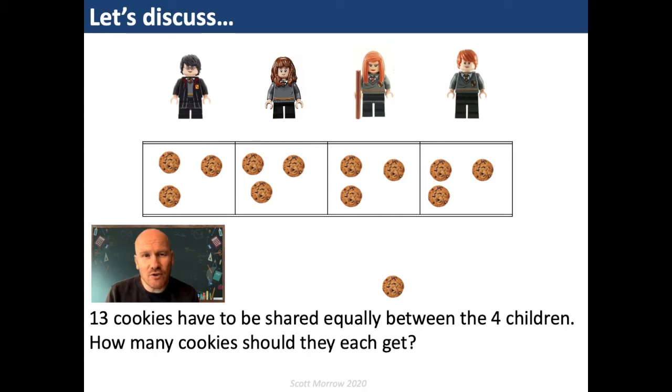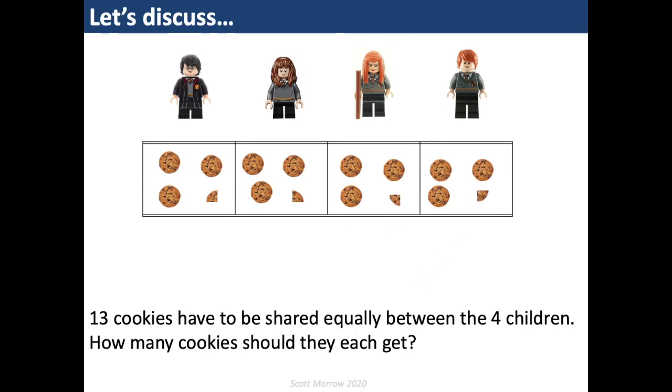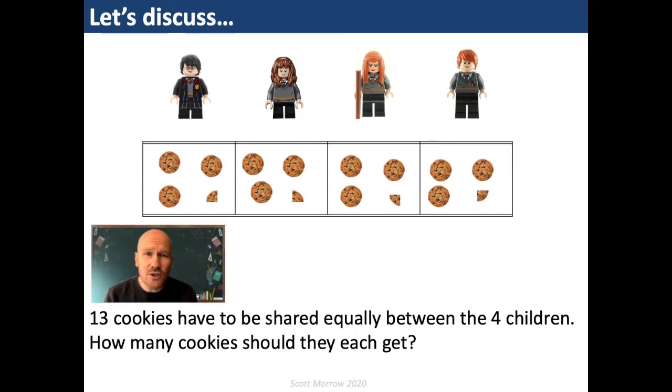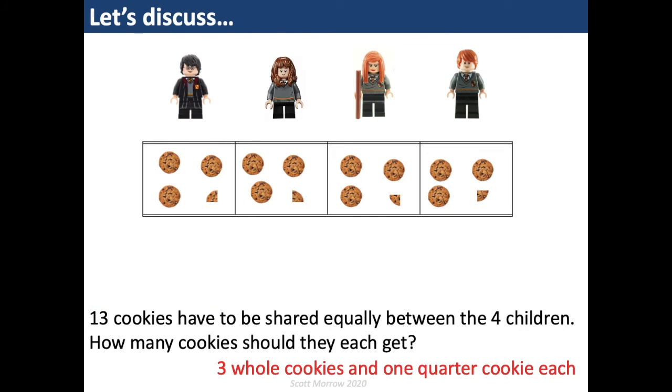However, some of you may have got a different answer because that cookie can be cut into 4 equal parts. And when we cut that into 4 equal parts, we get quarters. And once we've done that, we can share those quarters out. So all 13 cookies have been shared out. They've all got exactly the same amount. They've all got 3 whole cookies and 1 quarter cookie.